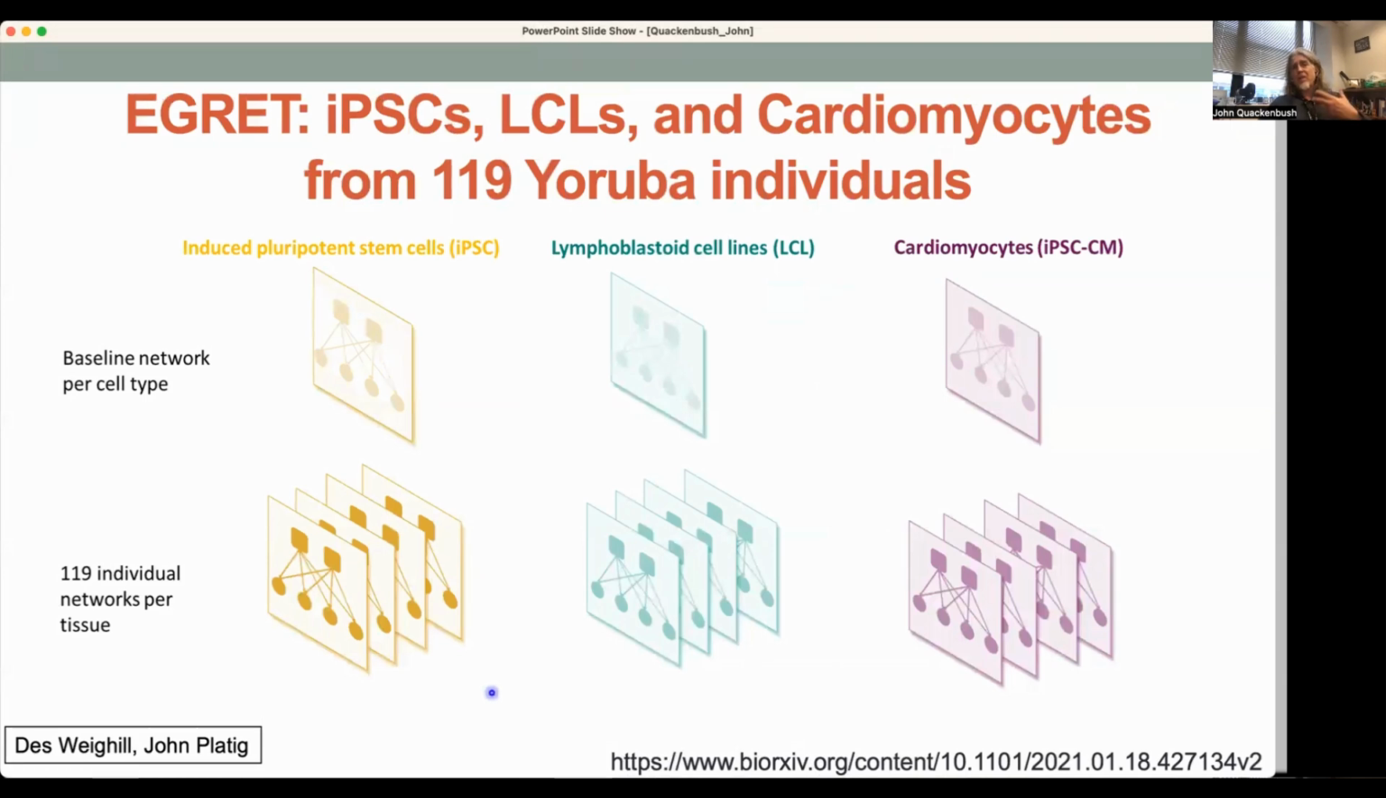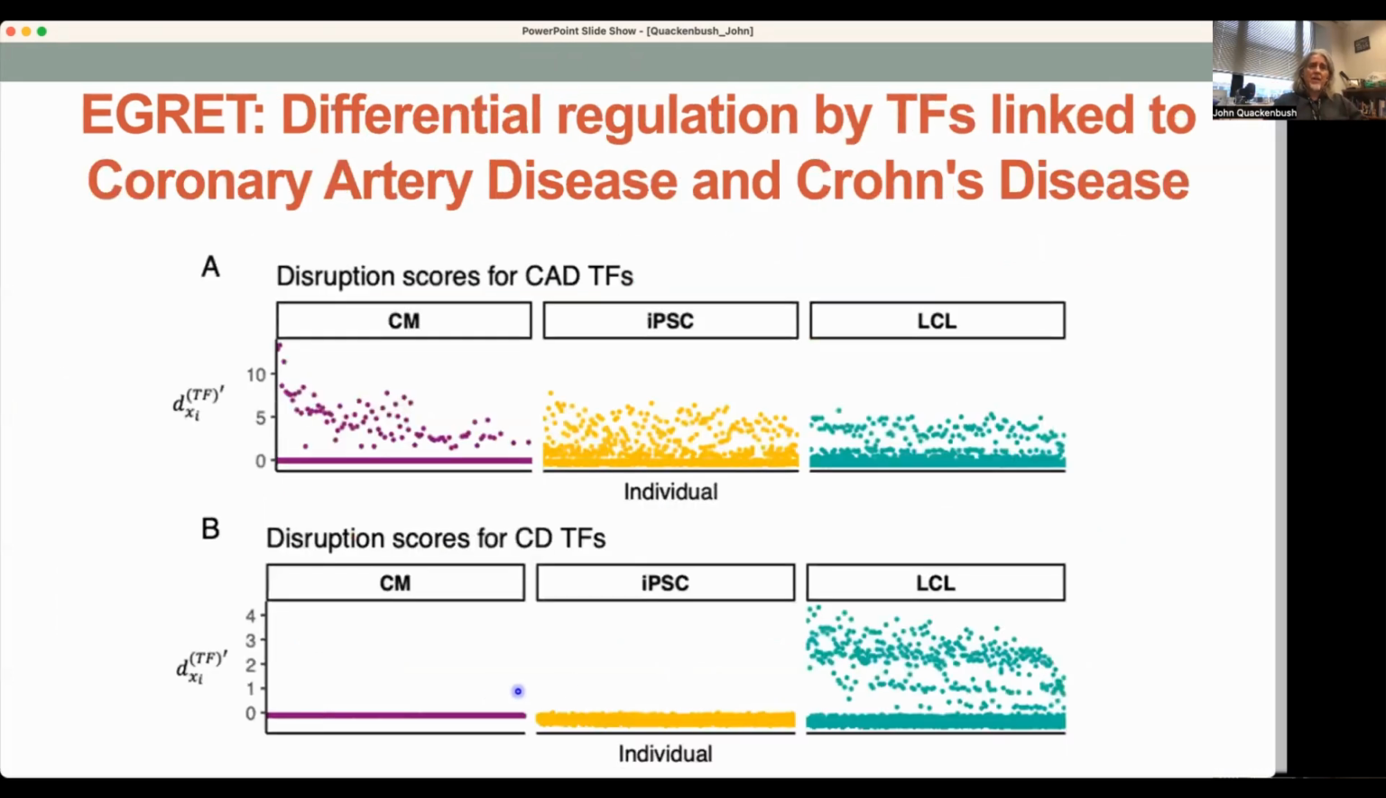We built our models, and we then asked for transcription factors that are associated with different diseases, where do we see disruption of those? And we started with 2 examples. One is coronary artery disease, and we looked for transcription factors that have been linked to coronary artery disease. And what was exciting was we found some differences in the lymphoblast cell lines, some differences in the induced pluripotent stem cells, but the biggest differences in binding potential that we saw were actually those that occurred in the cardiomyocytes, right? Heart disease disrupts regulation in heart cells.